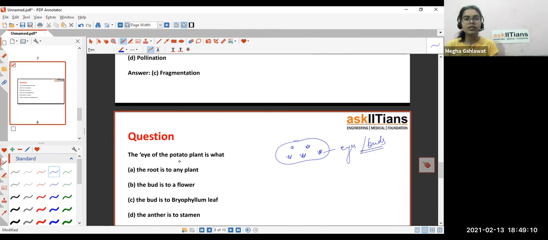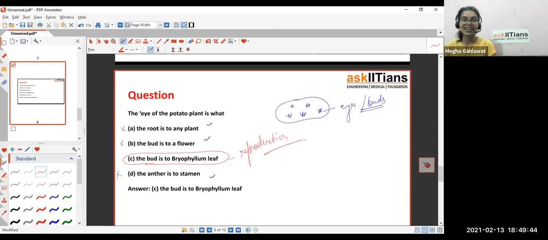Now this is similar to what? Is the root of any plant? No. Bud of any plant? Any like the bud is to flower? No. Anther is to stamen? No. None of these is helping in the reproduction, right? But the correct answer is bud to the bryophyllum leaf. Why? Because this bud which is present in the bryophyllum leaf is helping in the reproduction. So this is the correct answer. Let's see the answer. Yes, this is the correct answer.